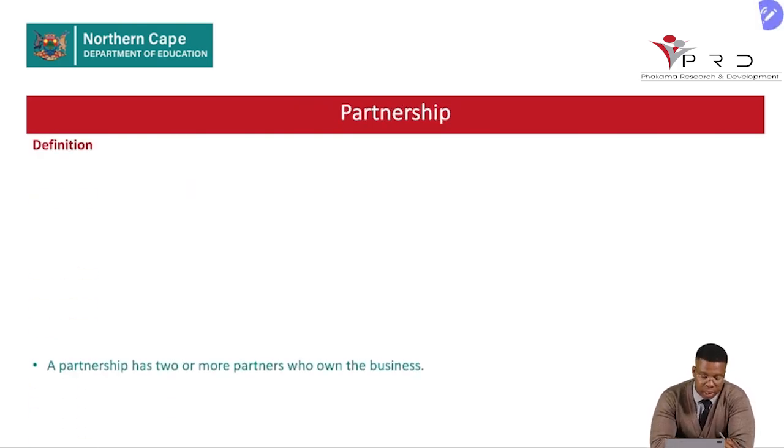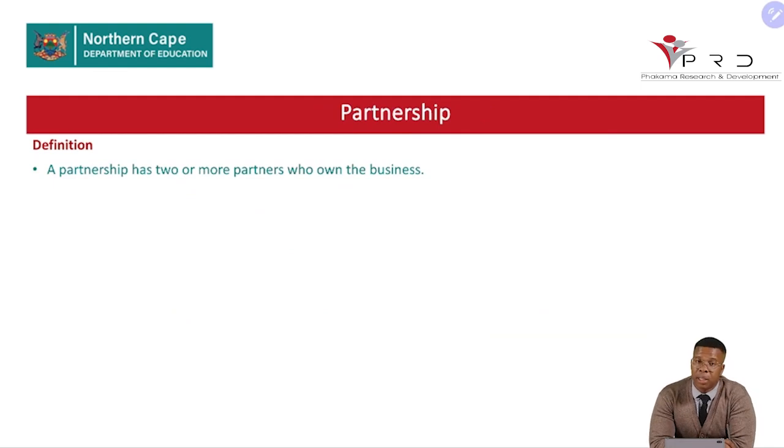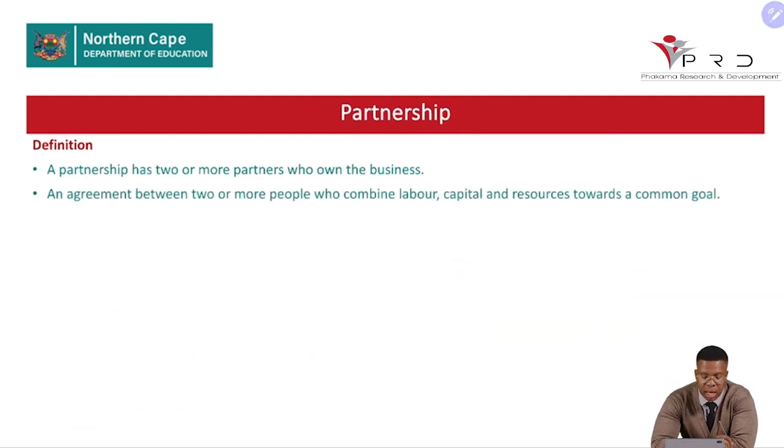Then we look into partnership. What do we mean by that? A partnership has two or more partners who own the business. It is an agreement between two or more people who combine labor, capital, and resources towards a common goal, which is to make profit or make the business a success.